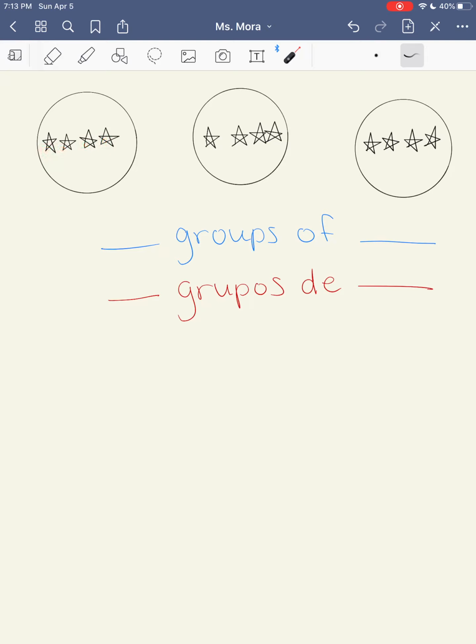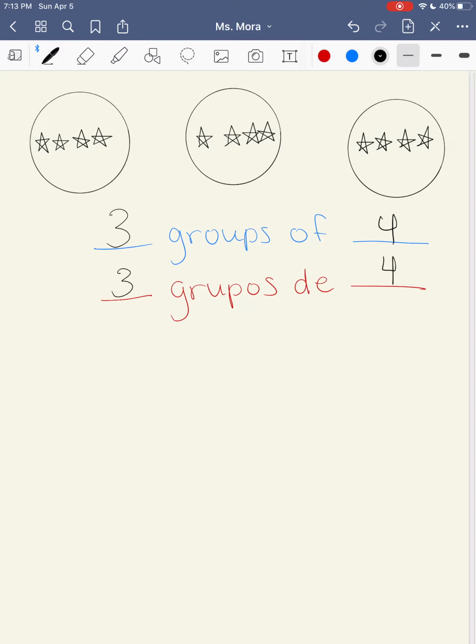Okay, so then when we fill in the blanks, we have 3 groups of 4. So aquí tenemos 3 grupos de 4. Okay? Todo bien, ¿verdad? Okay.